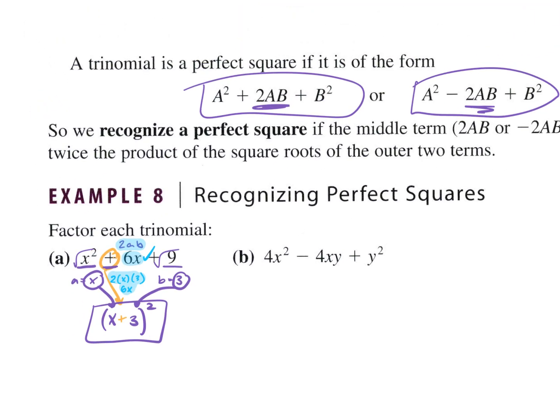So just so I can write it for you guys, if we have a plus sign, so if we have a squared plus 2ab plus b squared, we're using a plus b squared. And then if it's a minus in the middle, it's the same thing, but it's a minus b squared.